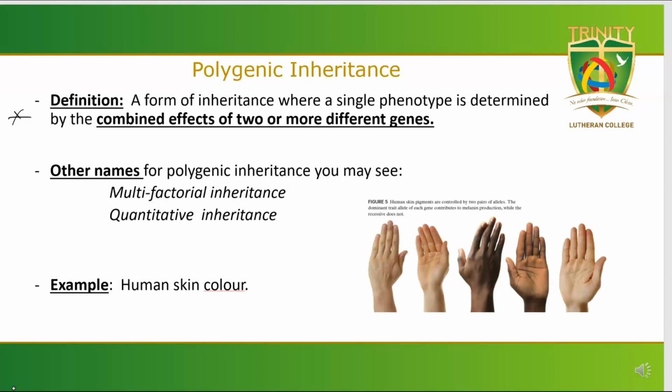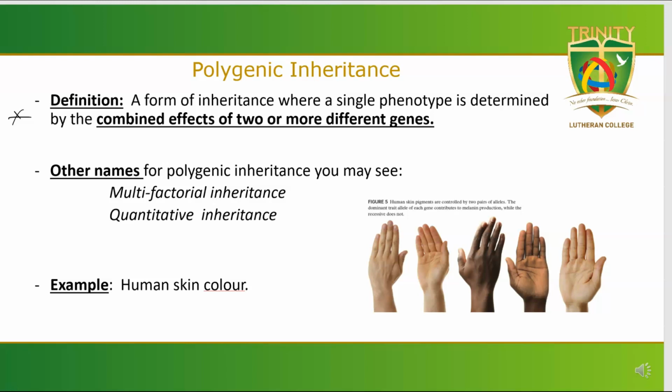So here is your definition of polygenic inheritance. Make sure you write it down. Polygenic inheritance is a form of inheritance where a single phenotype is determined by the combined effect of two or more different alleles or genes. For instance, skin color. In humans, we actually have 3 different genes that code for our skin color.